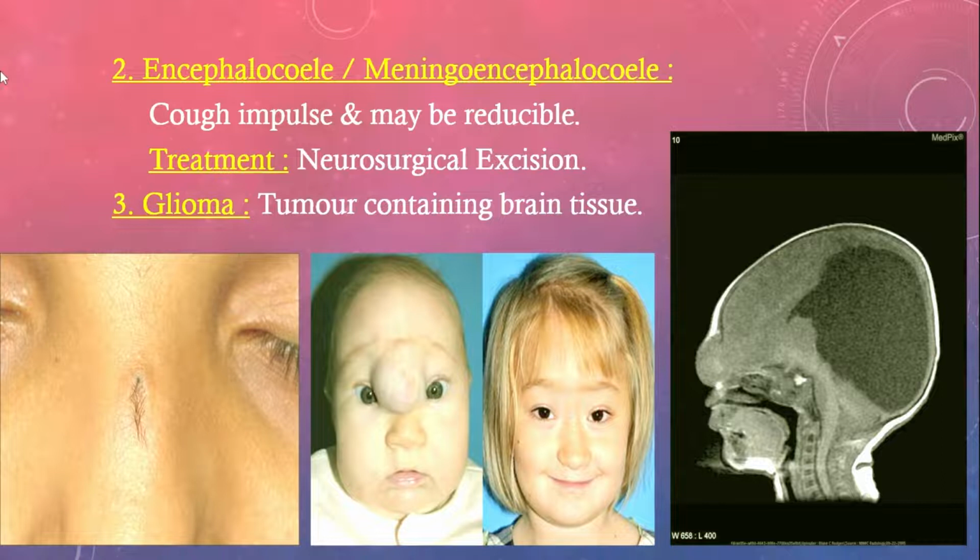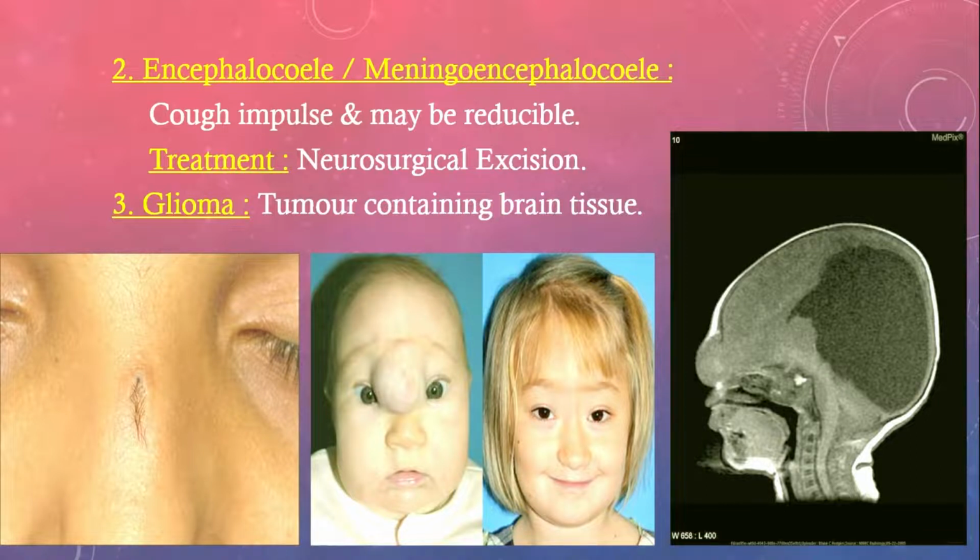The second thing is encephalocele, which is again a congenital swelling, and meningoencephalocele. In these two types of tumors, one can have herniation of the meninges in the form of a polypoid swelling inside the nasal cavity, which comes through the cribriform plate into the nasal cavity, and that kind of swelling may be seen in children.